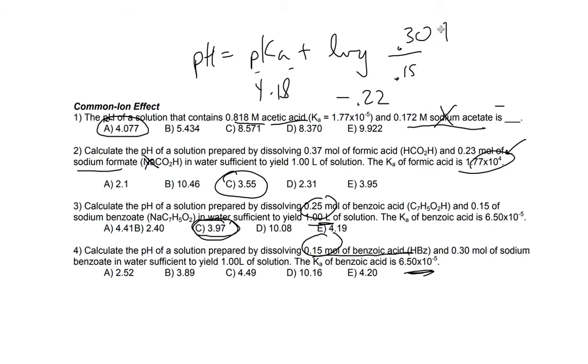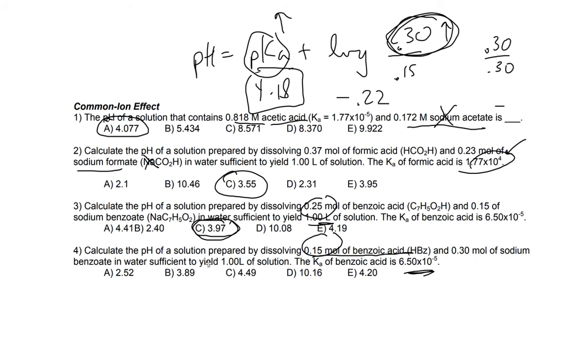Notice how the conjugate base is growing relative to the acid, which means that your value is going to be higher than the original pKa, because if it was even, it would be equal to the pKa. Like if I took 0.30 over 0.30, they were equal amounts. That's what we call a perfect buffer solution. The log of 1 is 0, so pH is equal to pKa. So anytime you have a greater conjugate base, this value is going to be slightly higher than pKa, and you can see C is the correct answer for that one.